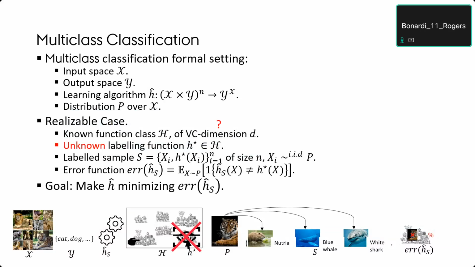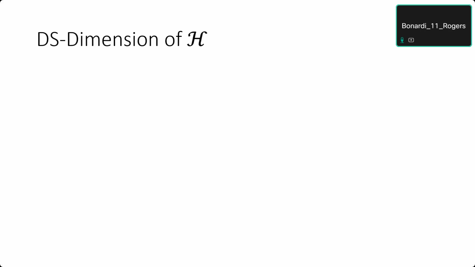But now we have the VC dimension standing up there, and that is heavily dependent on binary settings. So which kind of dimension should we look at in a multi-class setting? That brings us to the next slide, which introduces the Daniely-Shalev-Shwartz dimension.